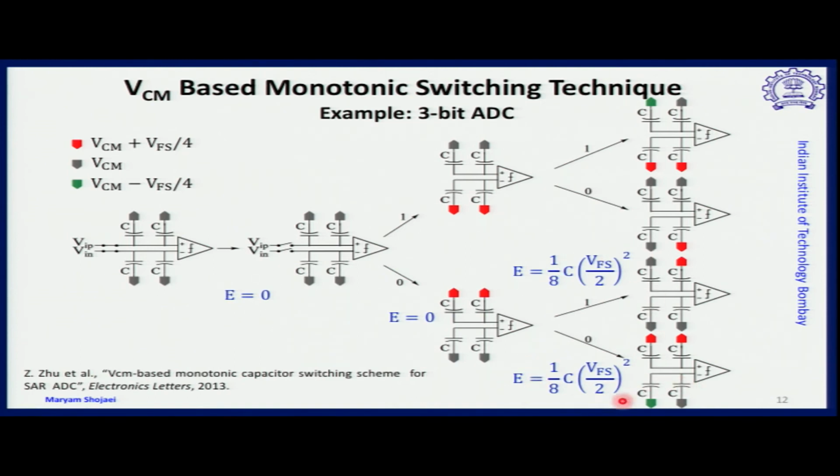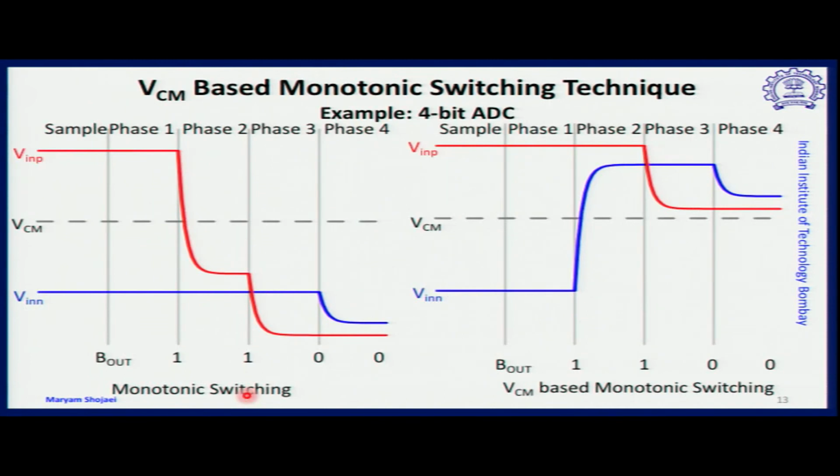Now having that, energy consumption extremely reduces. In fact, in both switching cases, it's only a fraction, 1/8 of C V full scale by 2 whole square, which is the lowest among all these 4 techniques that we reviewed today. Now to get a better idea about the difference between the two techniques of monotonic switching and VCM based monotonic switching, this diagram is shown here.